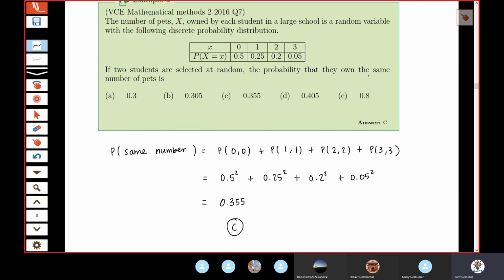Let's look at another one. The number of pets X owned by each student in a large school is a random variable with the following discrete probability distribution. So number of pets owned, right? That's how you've got to think about it. The way we read this table is 0 pets owned, 1 pet owned, 2 pets owned, 3 pets owned, and these are the probabilities of that occurring. So the probability of 0 pets owned is 0.5, 1 pet owned 0.25, 2 pets owned 0.2, 3 pets owned 0.05.